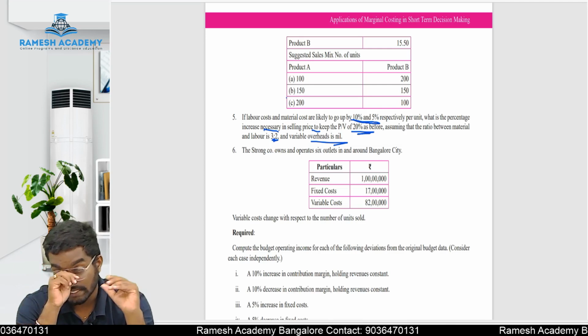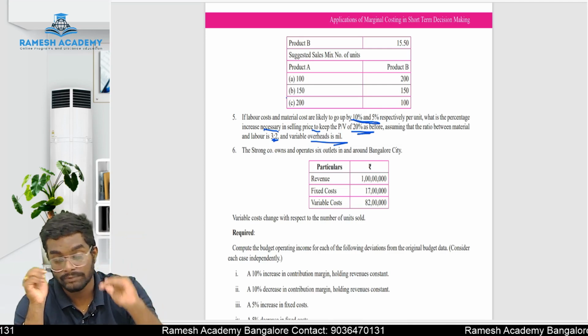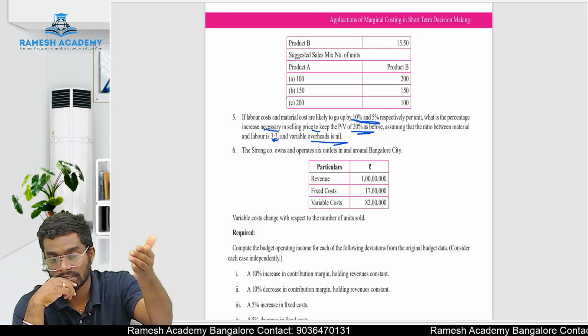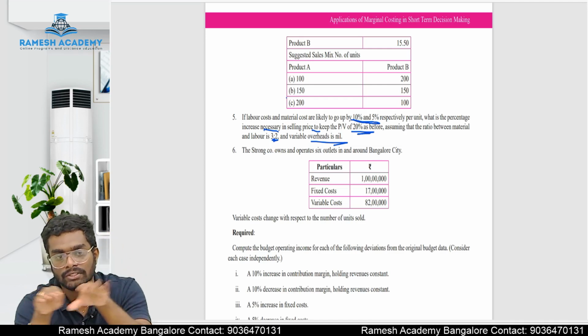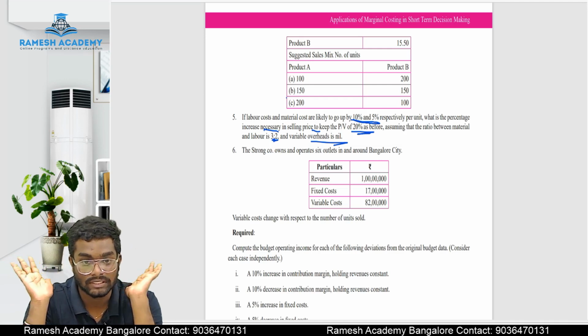Now the labor cost is increasing by 10%, the material cost is also increasing by 5%. Now we have to find the increase in selling price to make the PV ratio the same, that is 20%. So that is the requirement.